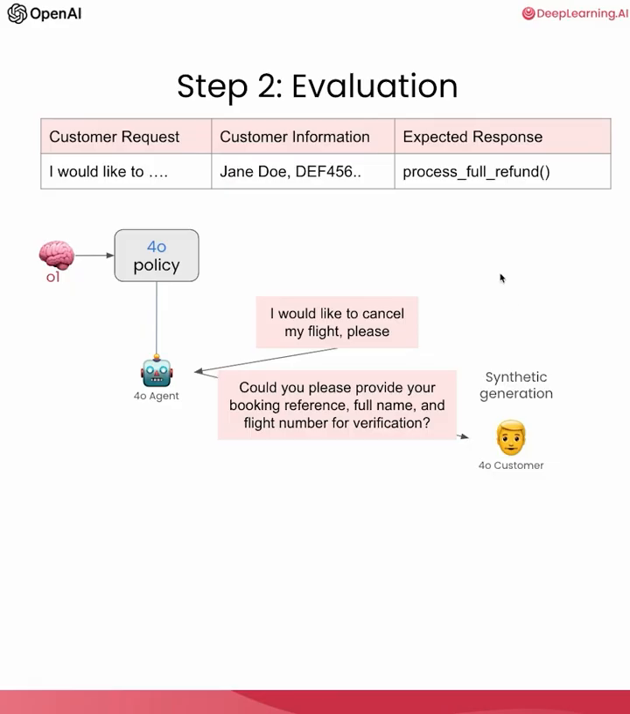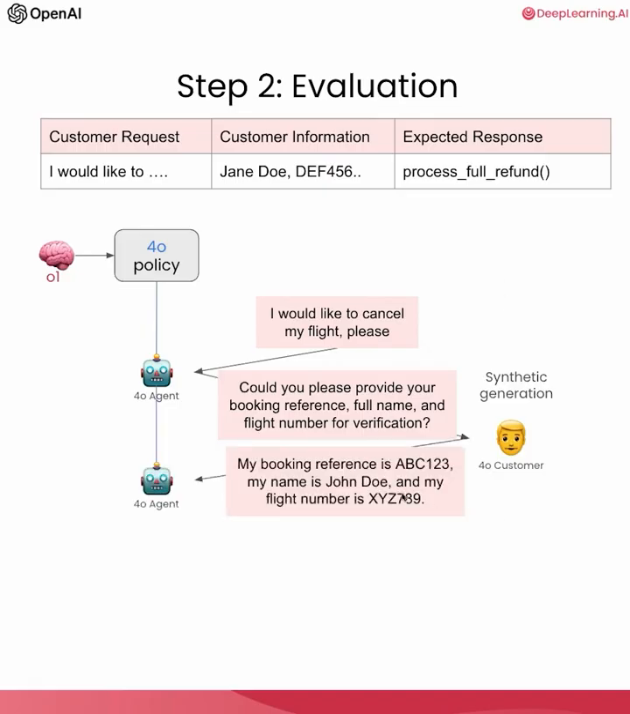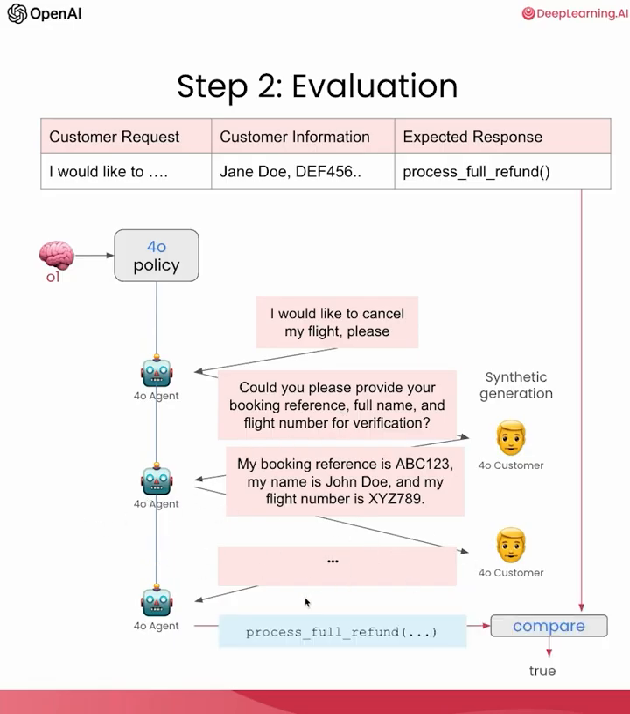So a multi-turn interaction could look like this, where the customer provides their booking reference, their name, and their flight number. And the 4.0 agent goes back and forth with that customer for a couple of turns before selecting an exit tool. And we then compare that to our eval set, and that will be either true or false. We evaluate two things for each record. First, whether the right tool is called, and second, whether the correct arguments are provided. This is what each example in our eval set is going to look like.